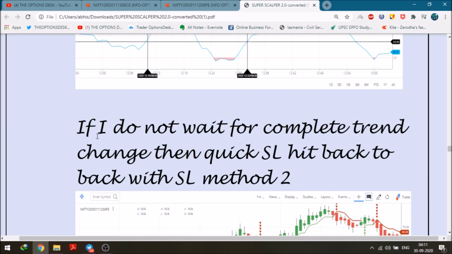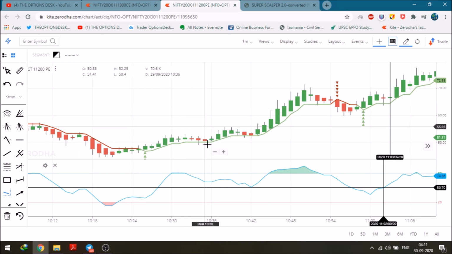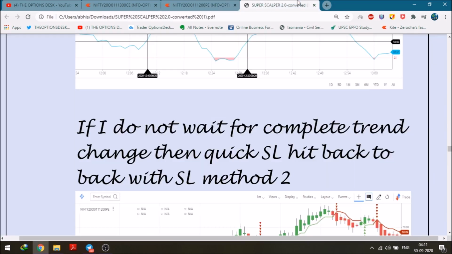I do not wait for the complete trend change, but then quick SL hits. If you do not wait for the complete trend to change and you try to exit here on a red candlestick, the chances are you will miss a big move. I have already explained two times.